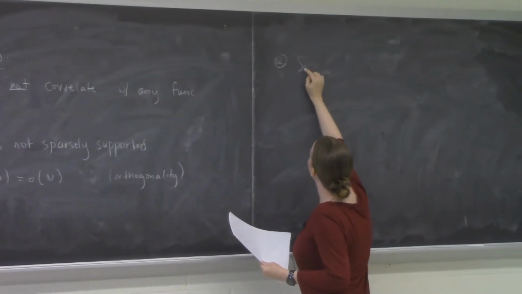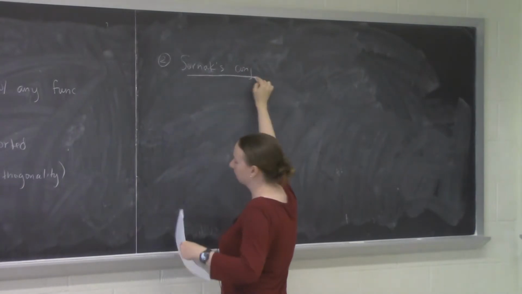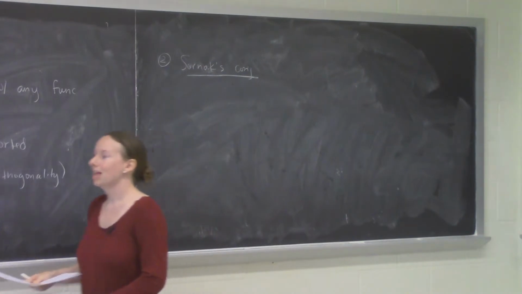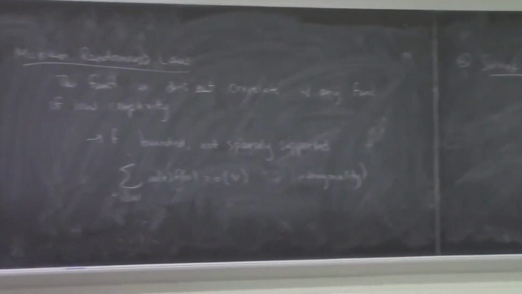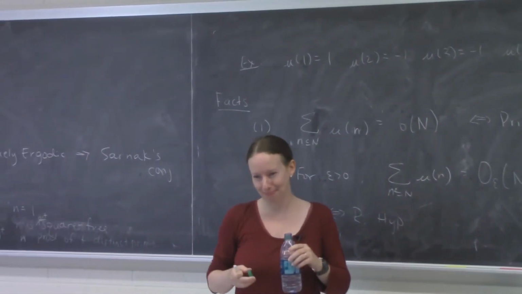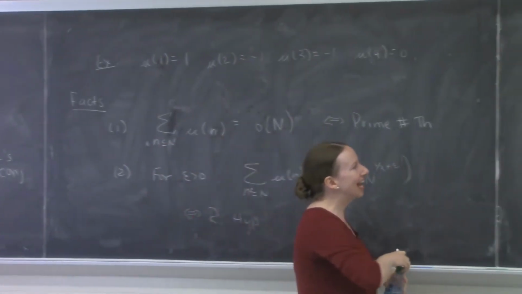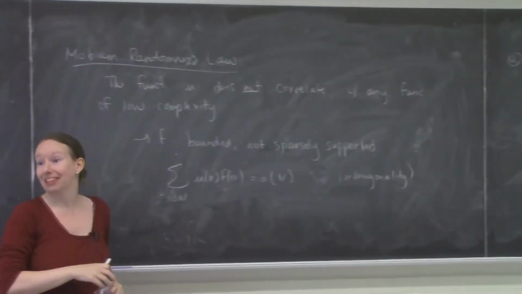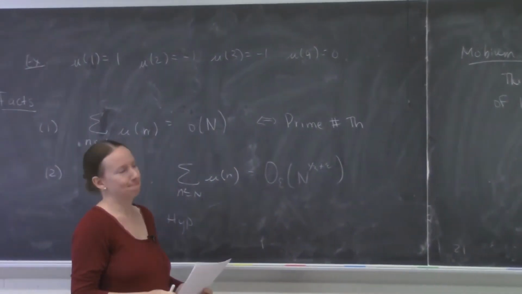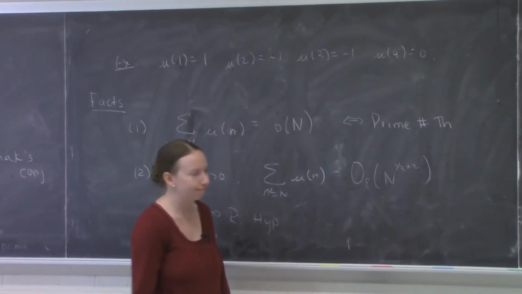All right, so finally, on to Sarnak's conjecture. Okay. This is one of those governing laws that nobody has proved. Does that make sense? Yeah, that's why it's not called a theorem. It's one of those laws that seems to be right. Yeah. And Sarnak's conjecture is basically about this exactly.